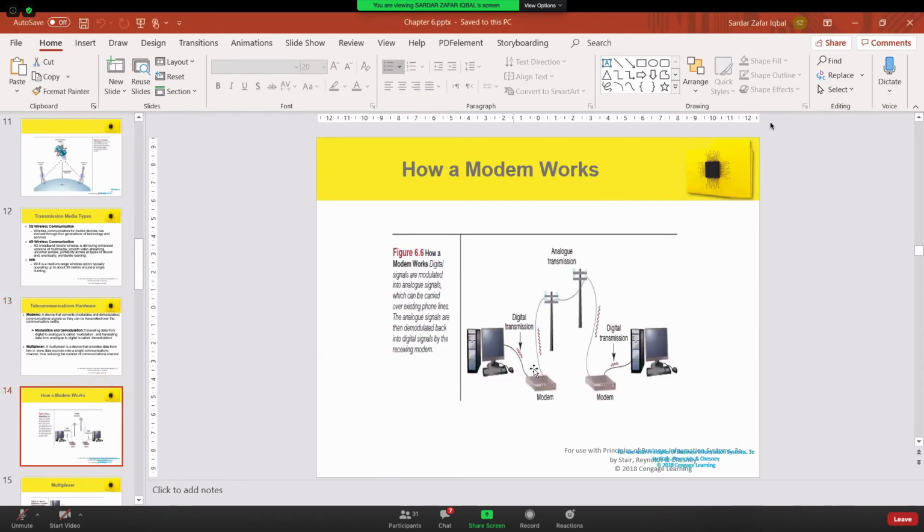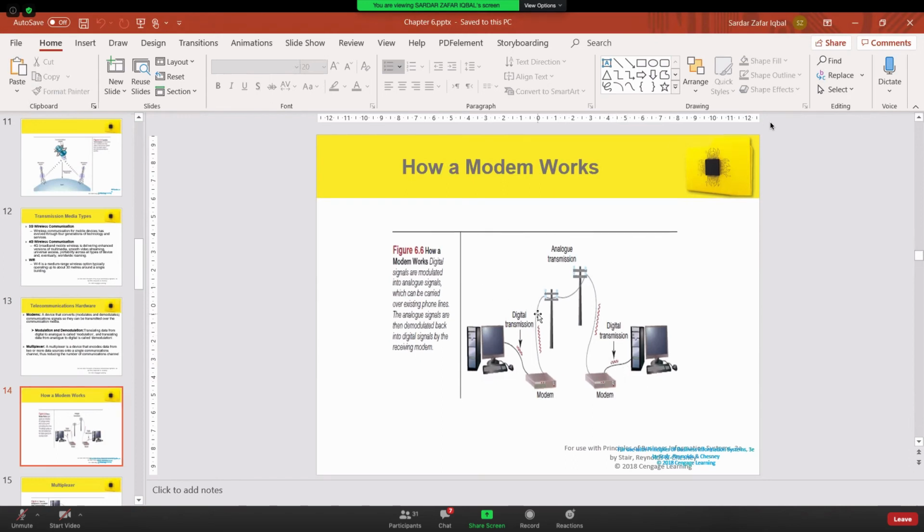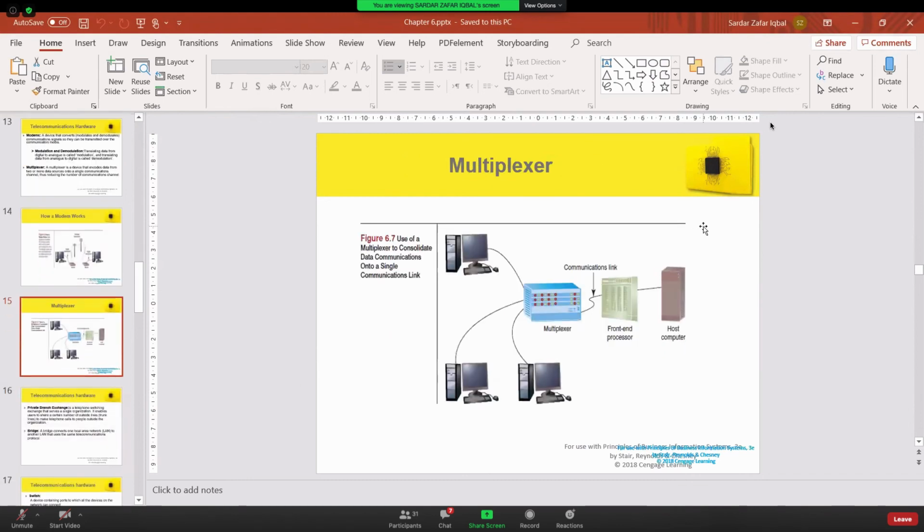Okay, this is how a modem works, which we discussed already. You can see here the digital signal, the computer sending a signal and the modem sending a signal. So both are different, right? You can see the signal in red color. Yes, definitely, the two signals are different. The computer is sending digital, and the modem is sending analog. And again, the second modem receives the analog and converts it into digital. So this is the modulation and demodulation process. But we're discussing the multiplexer.